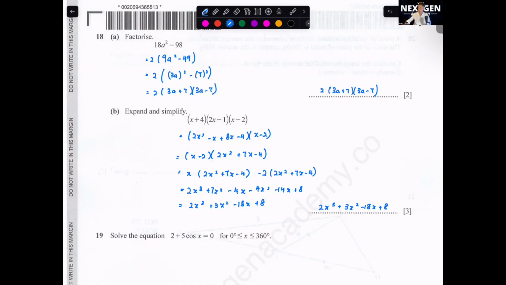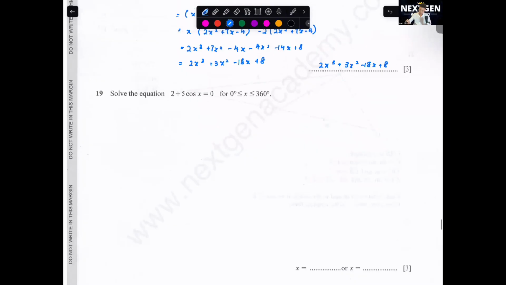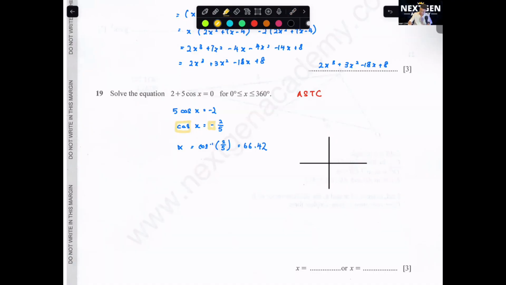Okay, question number 19. Solve the equation. This is a trigo question. So trigo, you all need to know how to use ASTC. This is for solving. So this here, 5 cos x equals to negative 2, cos x equals to negative 2 over 5. The first step here is that we're going to find what is the base angle, alpha. Alpha is inverse cos 2 over 5. We'll get here 66.42 degrees.